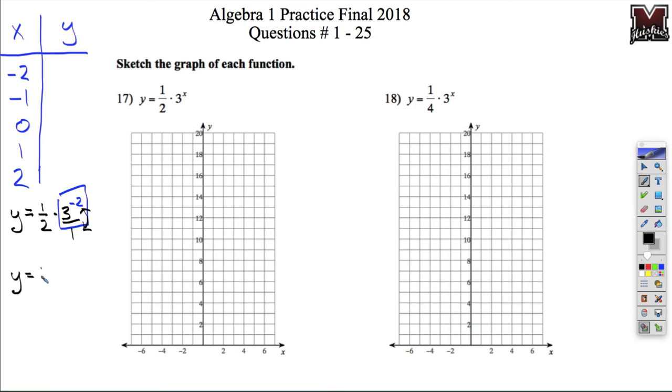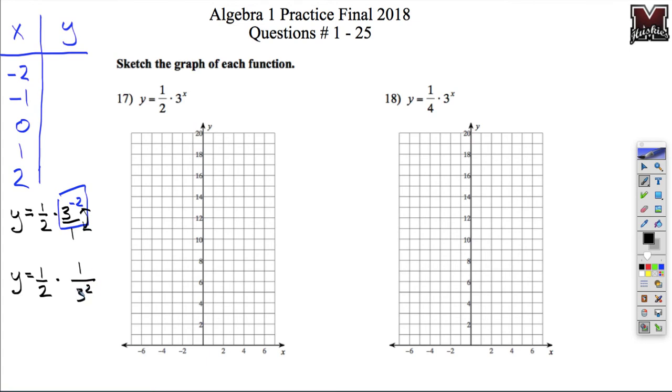Y is equal to 1/2 times, I haven't changed anything on the left. Now the stuff on the right is going to change. This 1 was on the bottom, now it's going to be on the top, 1. On the bottom is now going to be 3 to the power of -2, but this is going to change to a +2, so it's going to be 3 to the power of +2. Now 1/2 times 1 over 3 to the power of 2.